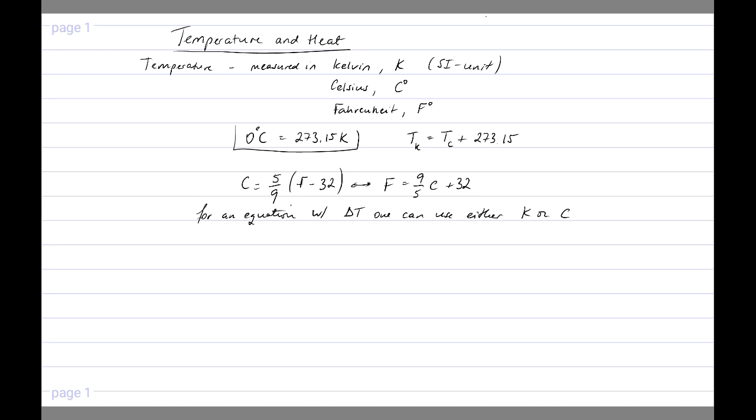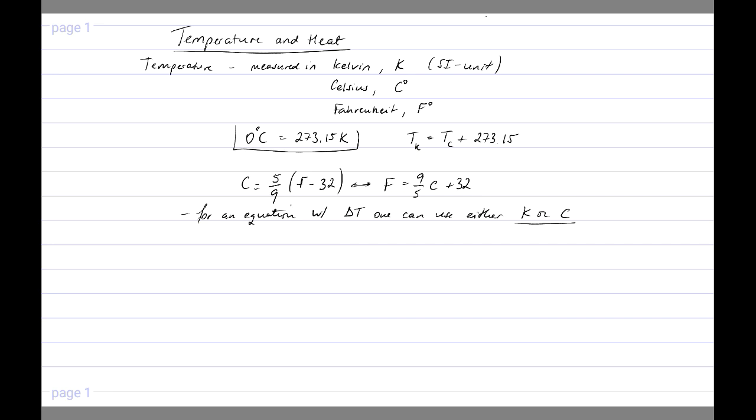So it's just arithmetic why we can use either Kelvin or Celsius when we have a delta T in the equation. We add 273.15 and then we subtract it back. So that's why we can use that. If in doubt, use Kelvin. Always convert to Kelvin. All right, so that's temperature.